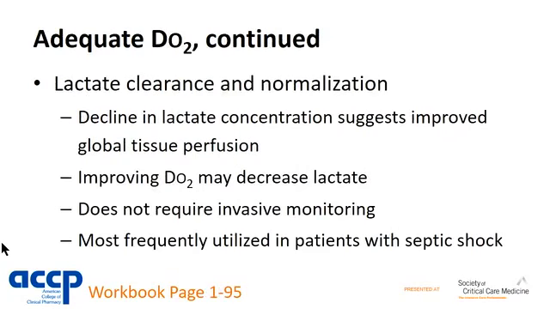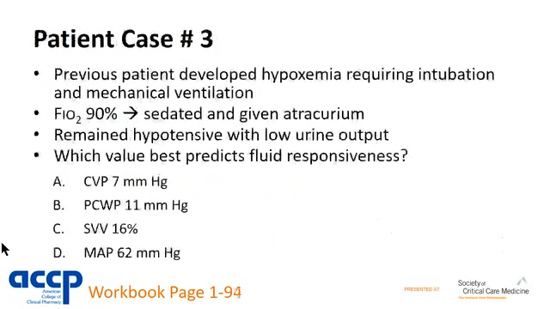We can also use lactate as one of our resuscitation markers, and lactate clearance and normalization is a hot topic, at least within the sepsis literature. When you decrease the patient's lactate, it suggests that you have improved global perfusion, and by improving oxygen delivery, you may improve lactate concentrations. The advantage, as I mentioned before, is that it doesn't require invasive monitoring, doesn't even require an arterial stick. Venous lactate and arterial lactate can be used pretty much interchangeably, and as I mentioned before, mostly it's used in septic shock patients.